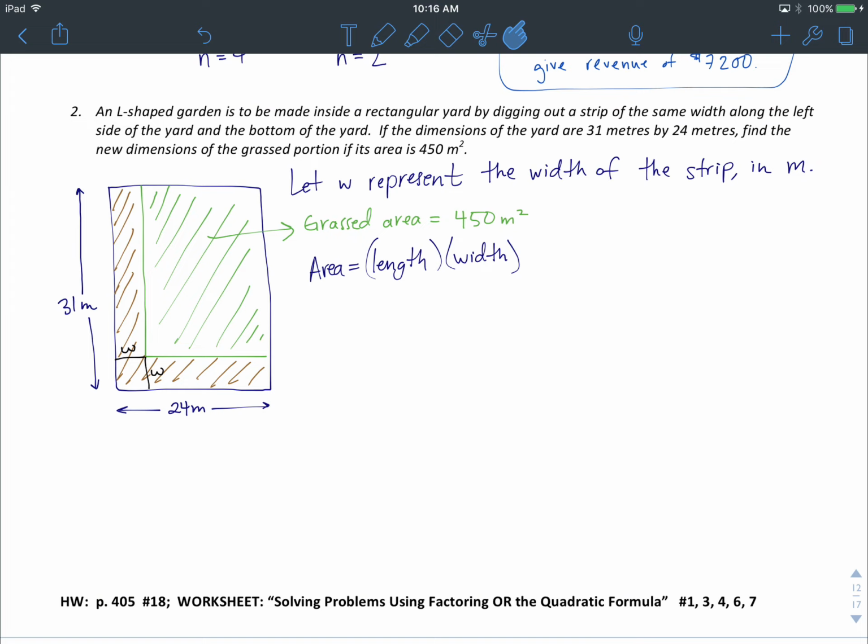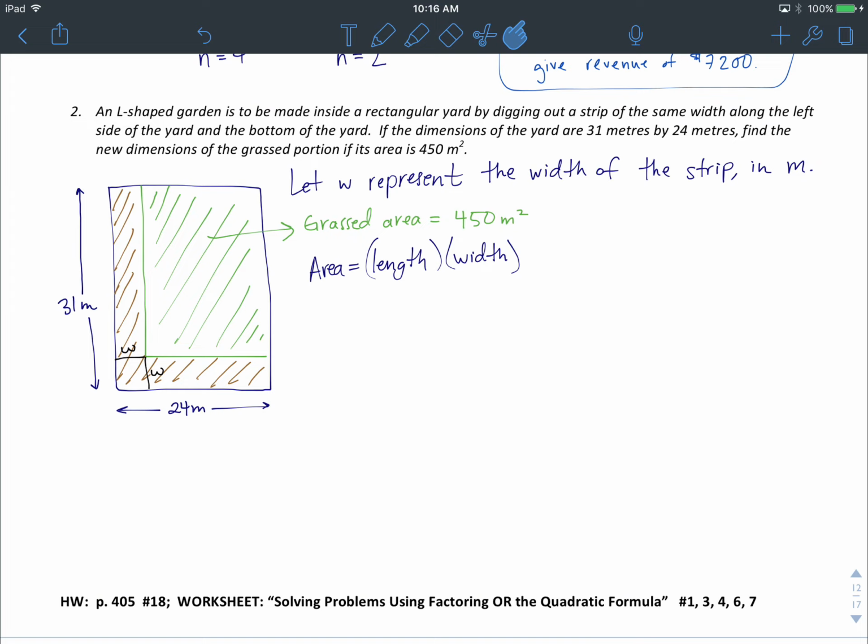An L-shaped garden is to be made inside a rectangular yard by digging out a strip of the same width along the left side of the yard and the bottom of the yard. If the dimensions of the yard are 31 meters by 24 meters, find the new dimensions of the grassed portion if its area is 450 meters squared. So now might be a good time to pause and copy down the let statement and the drawing and the setup that we've made here, and then we'll go on to solve it.